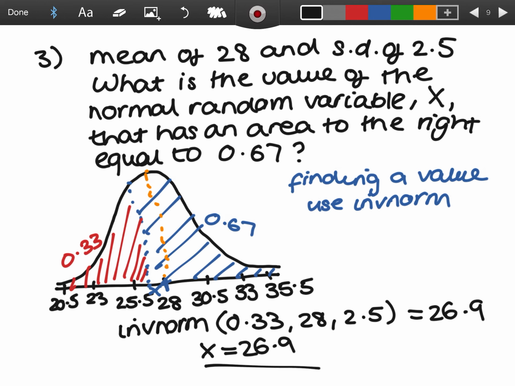So I would always draw this out just so you can double check your answer. But whenever you're dealing with inverse norm, you can just plug in the mean and the standard deviation of whatever you have, because the inverse norm deals with areas to give you that value. The value that you get back will be in the normal distribution that has the mean and standard deviation that you plugged in. So we know that this is going to be a variable x in a normal distribution with a mean of 28 and a standard deviation of 2.5.